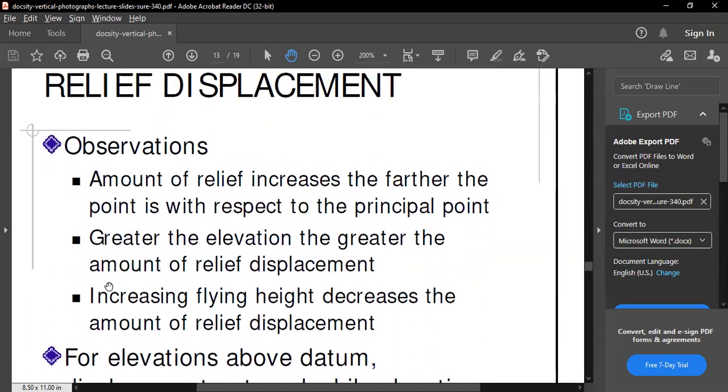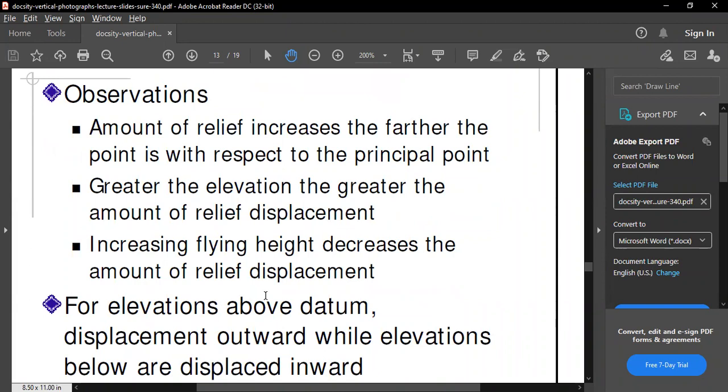All right. So we observe that the amount of relief increases further. The point is with respect to the principal point. So the farther the point is from the principal point, the amount of relief increases. The greater the elevation, the greater the amount of relief. That also makes sense. If you have a very tall building, you are likely to have some relief in there. Increasing flying height decreases the amount of relief. It makes sense to me.